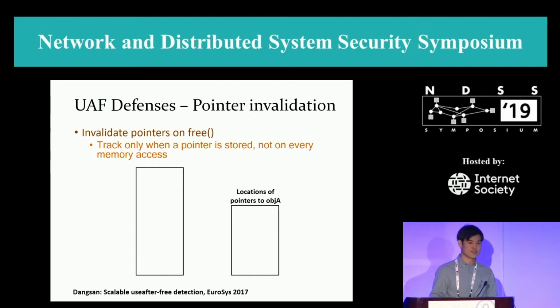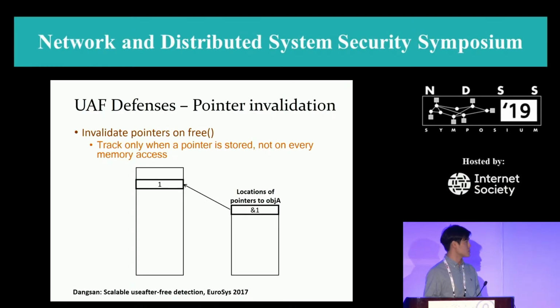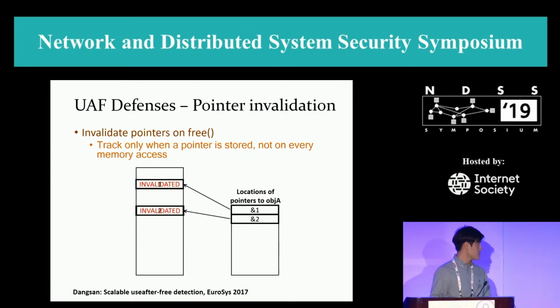The runtime overhead. The next work is called DangSan, and we categorize this approach as a pointer invalidation approach. For each heap object, they maintain a list of locations of pointers to the object. Whenever a pointer is stored in memory or copied in memory, they record this to the list for the object. After that, when the object is freed, they go over this list and see if that pointer still points to the object, and if so, they invalidate the pointers.